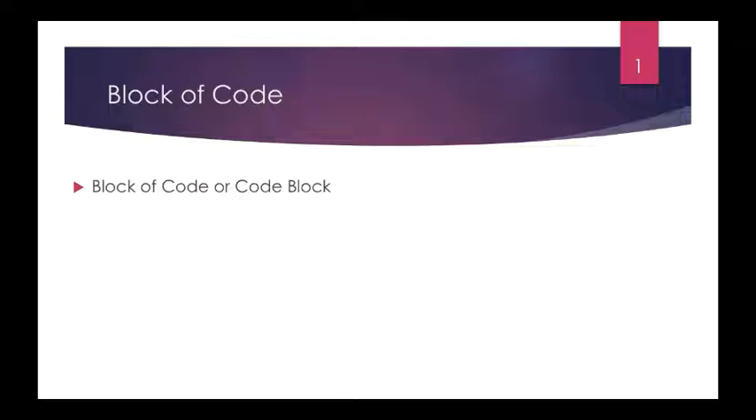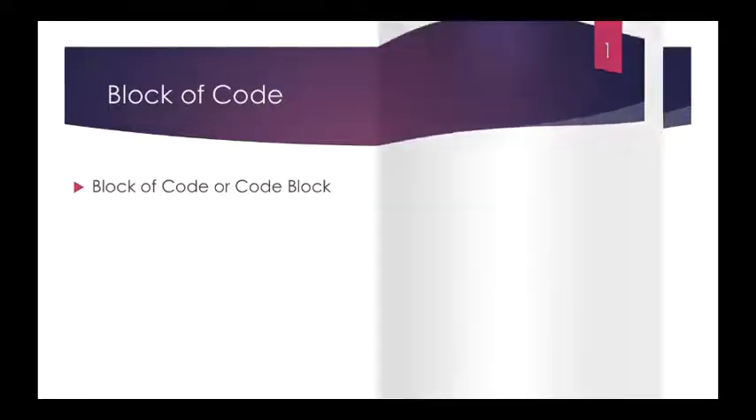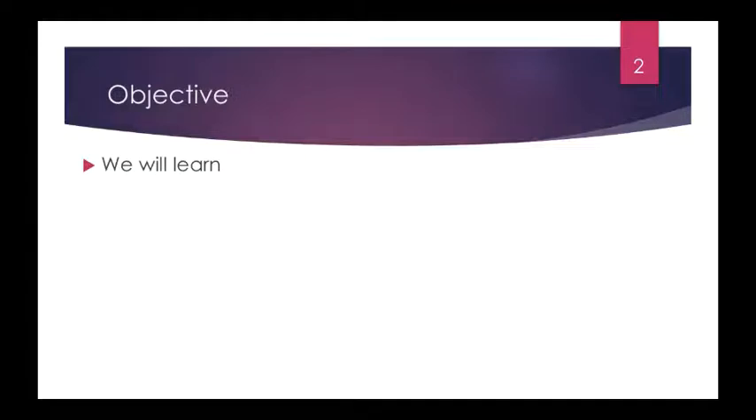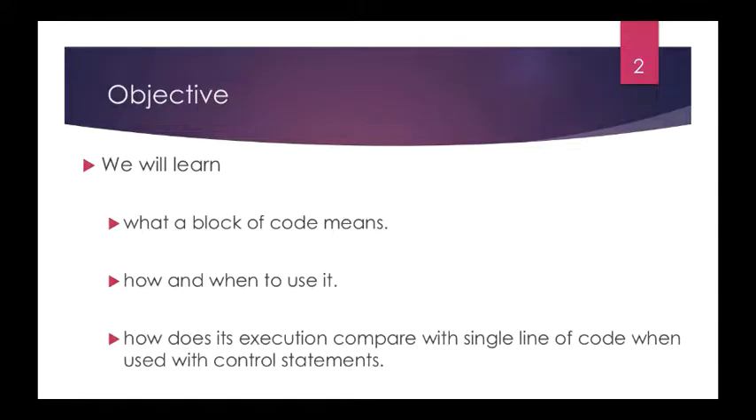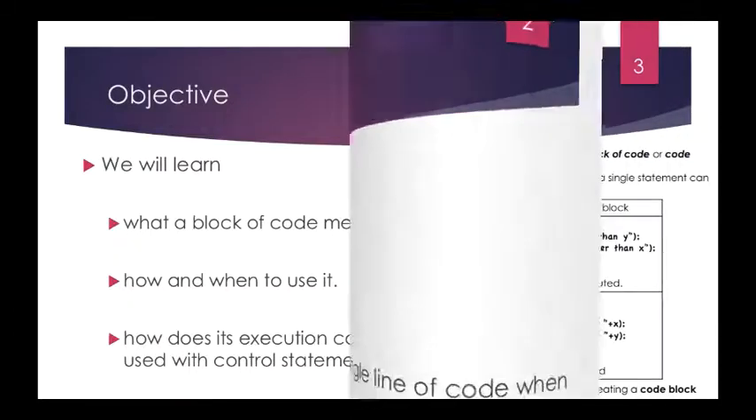In this module, we will look at block of code, or code block. The objective is to learn what a block of code means, how and when to use it, and how its execution compares with a single line of code when used with control statements.